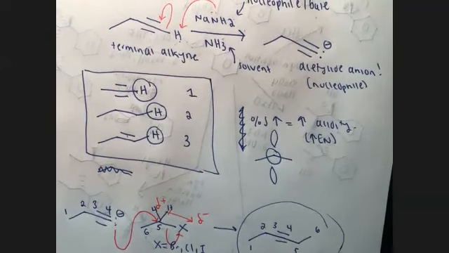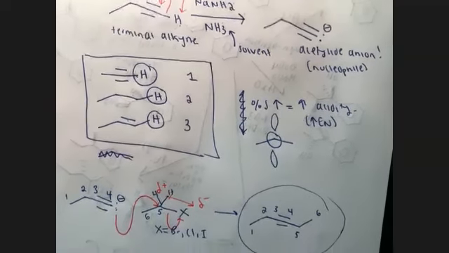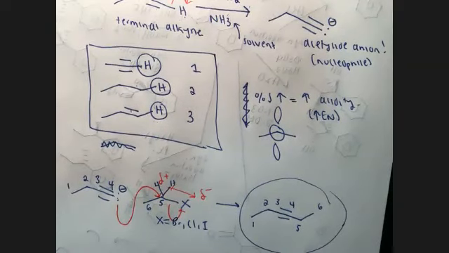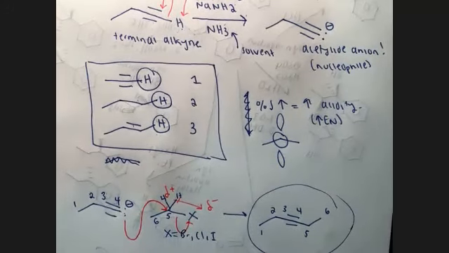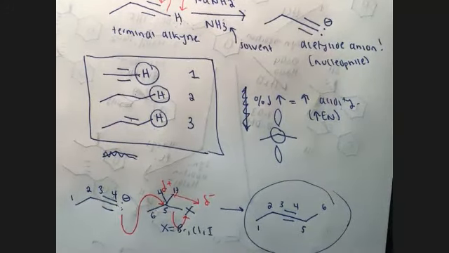All right, so that's acetylide addition. Really one of the most important reactions in Orgo 1. Any questions? Great. Okay, let's do a couple examples of those.